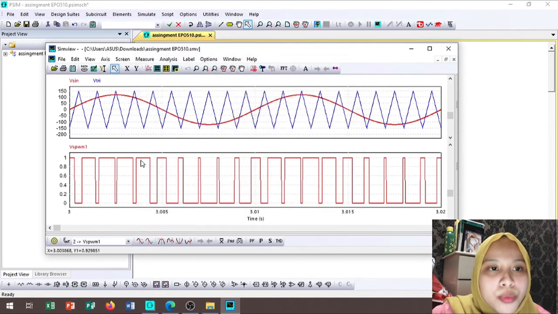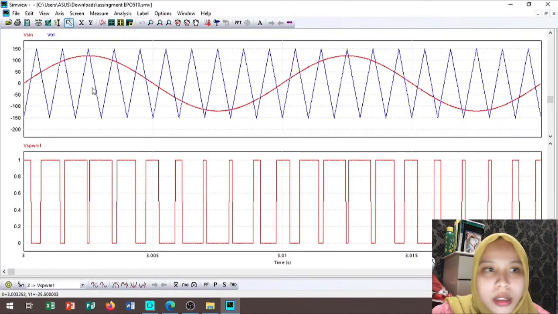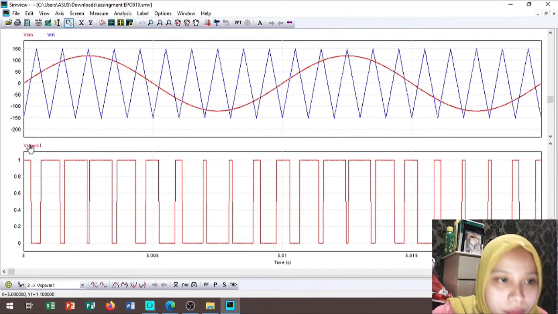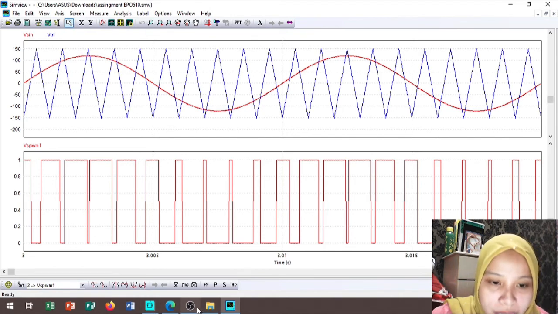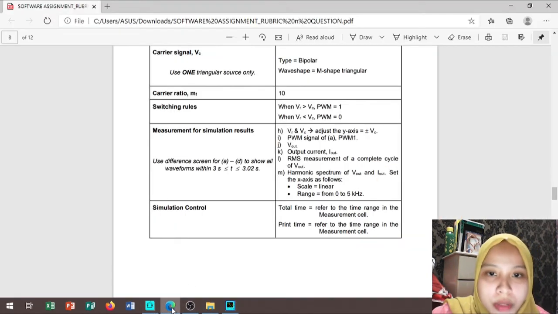So we can see at this point VR is more than VC, and the value of VSPWM is equal to 1 at the point of VR more than VC. For VR less than VC, the value of VSPWM is equal to 0. So we get what we want for question 2, the signal of PWM.